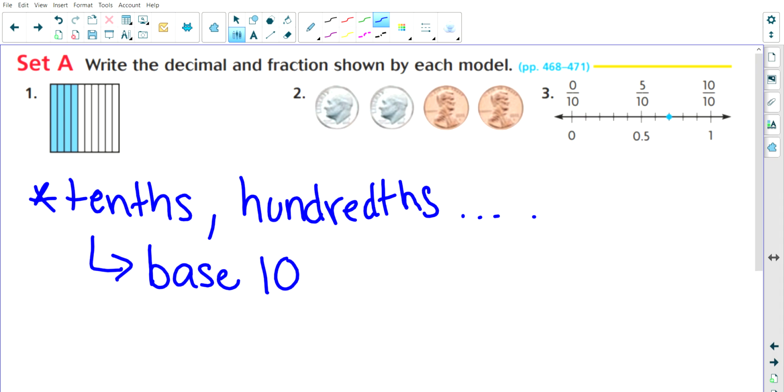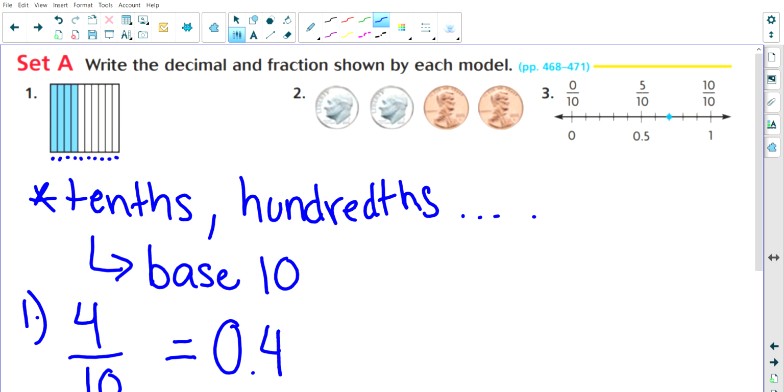All right, so decimals and fractions are related to one another. If I were using this model for number 1, I see that there are 4 parts shaded out of 10 total parts. 4 parts out of 10 parts would be the fraction 4 tenths. As a decimal, we can write that as 0.4. We read this as 0 and 4 tenths because the 4 is in the tenths place.